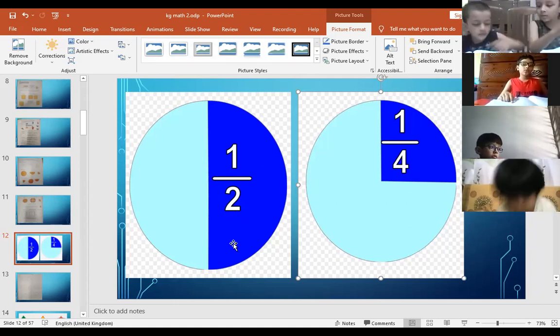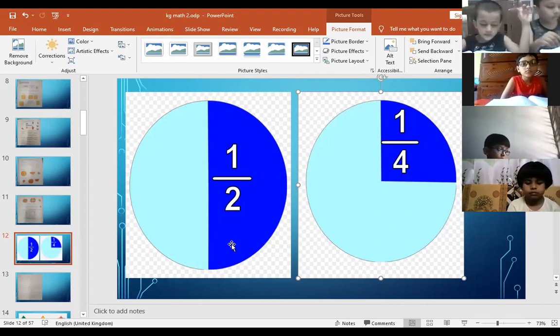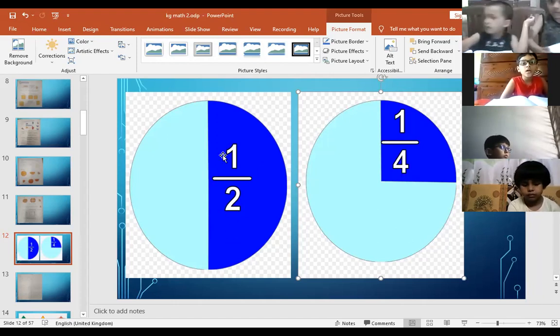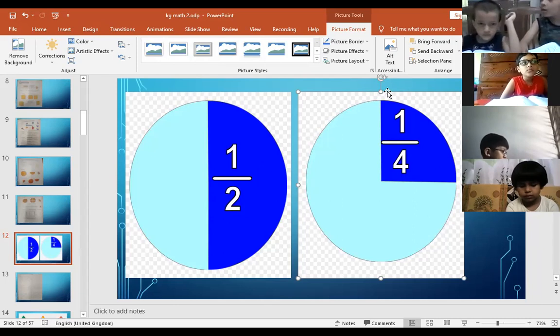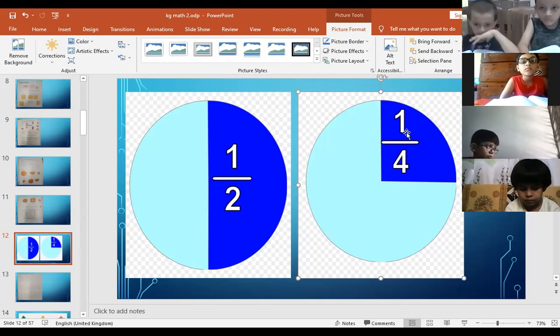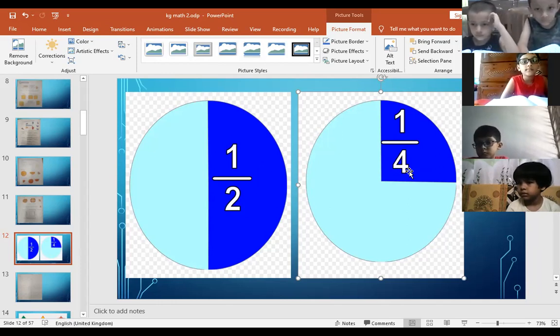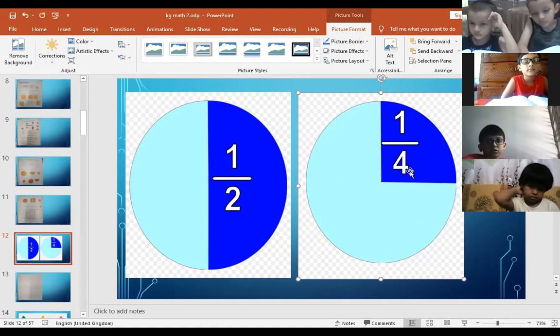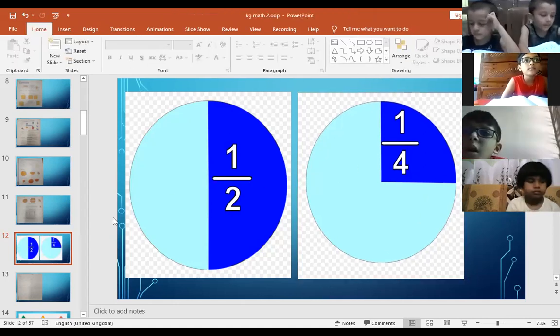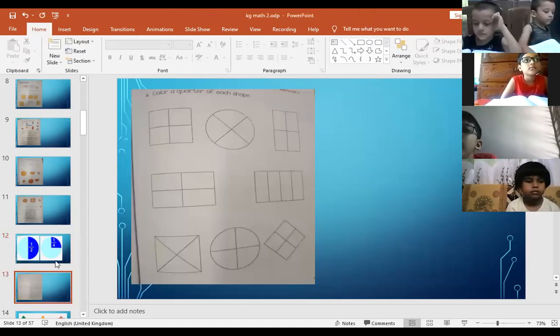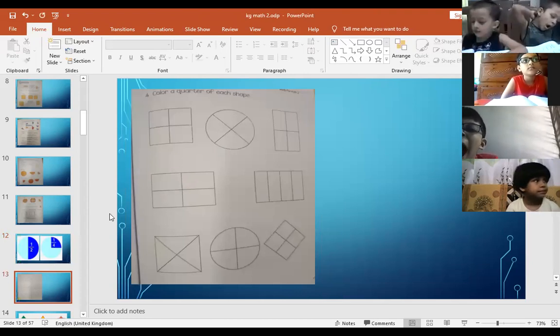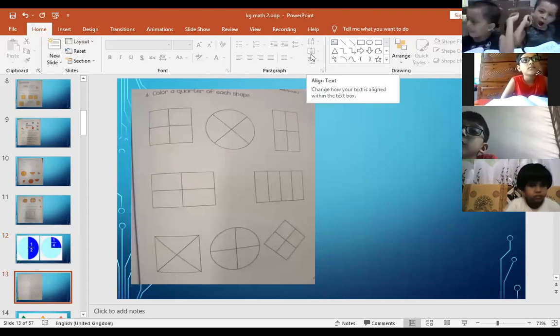Okay. Look at the picture. Ayan, Aruhi, don't talk. Look at this. This is half. And if you cut a whole thing in four equal pieces, one piece is called a quarter. And we can write it like one by four. It's called a quarter. Okay.